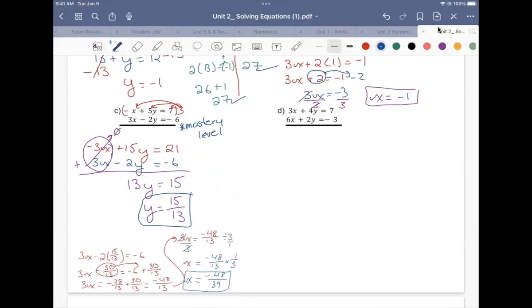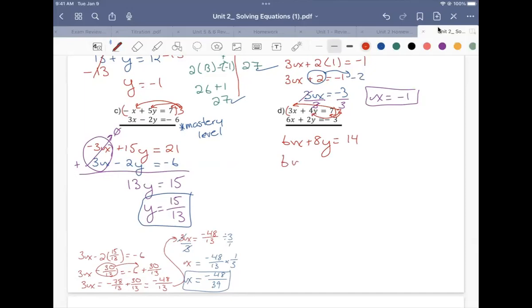So now, next one that we're going to do is D, which is 3x plus 4y equals 7, and 6x plus 2y equals negative 3. So I could multiply either the bottom equation by 2 or the top equation by 2. Whichever way I do it, this will work out. I am going to multiply the top one by 2 just because it's the first one there. So that means I will get 6x plus 8y equals 14.